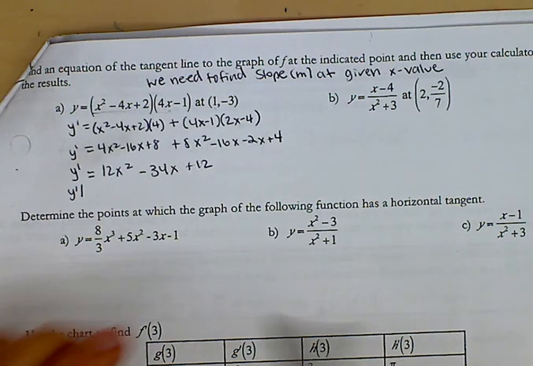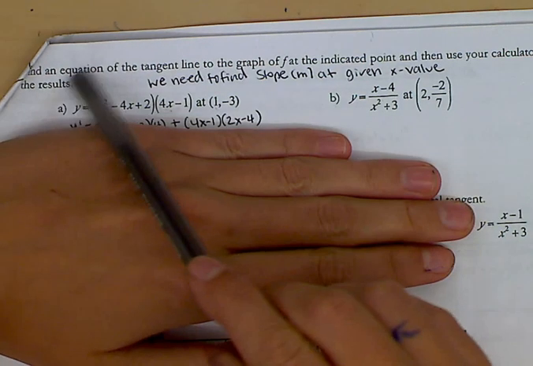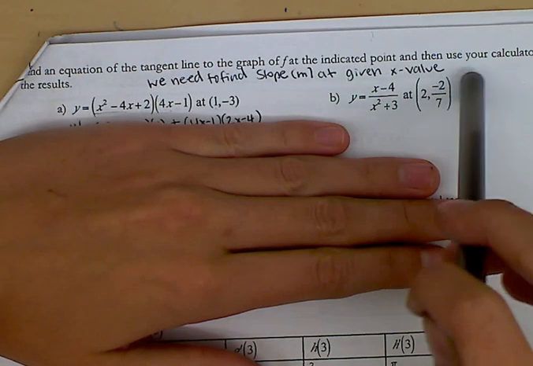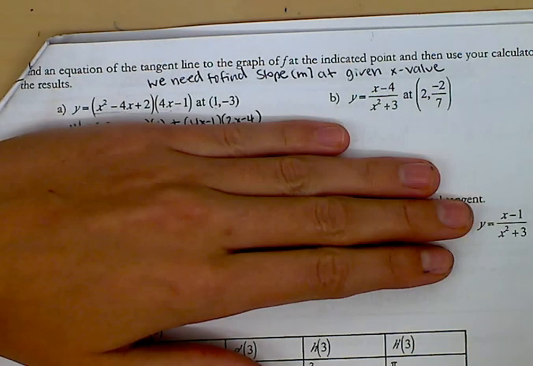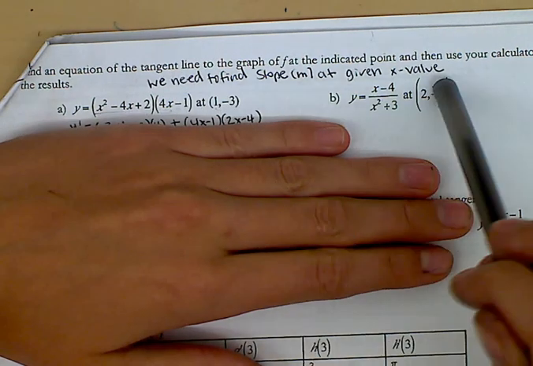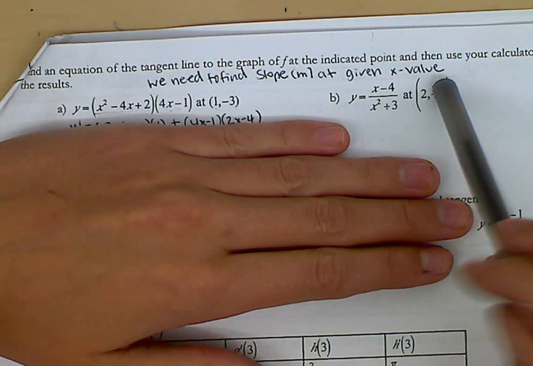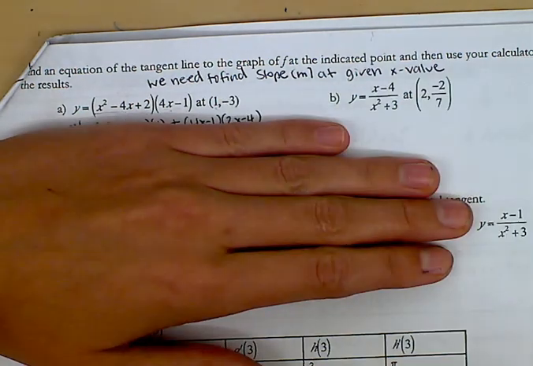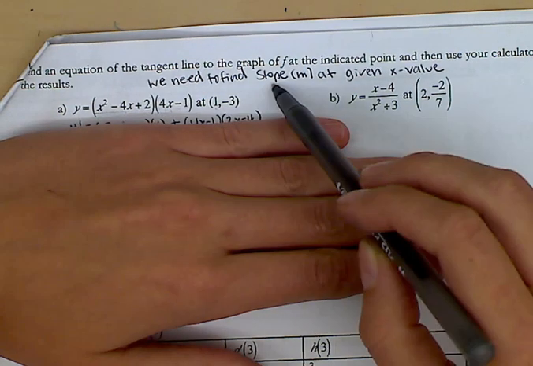The directions say that we need to find the equation of the tangent line to the graph of f at the indicated point and then use your calculator to confirm. So basically we need to find the slope m at the given x value. And that given x value is given here as this point. So in order to find slope, we need to find the derivative.